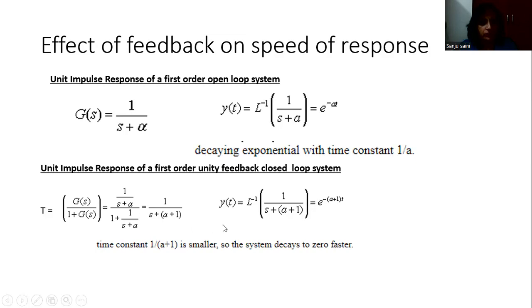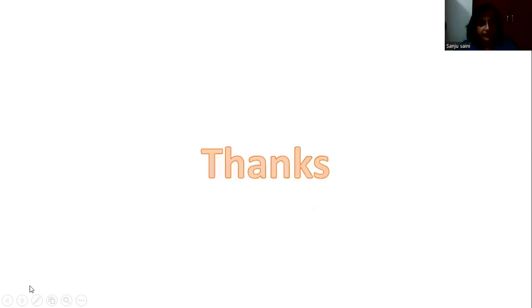So since the time constant is reduced by the provision of the unity feedback, the system decays to zero faster and the system response has become faster. So in the closed loop type of system, we are getting a better speed of response. That is the effect of feedback on the response of the system. So what we have covered within this lecture is the effect of feedback on the overall gain. Then secondly, we have seen the effect of the feedback in the presence of noise, then the effect of the feedback on stability, and the effect of the feedback on speed of response. And we have concluded that the presence of feedback helps in improving all such qualities of the system. Further, we'll be continuing in the next lecture. With lots of thanks.